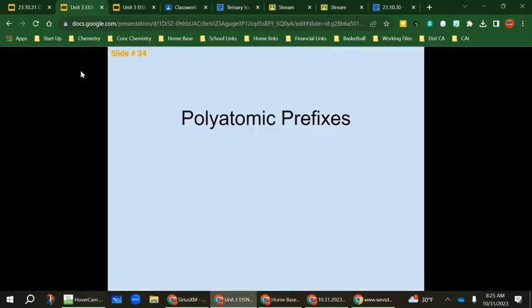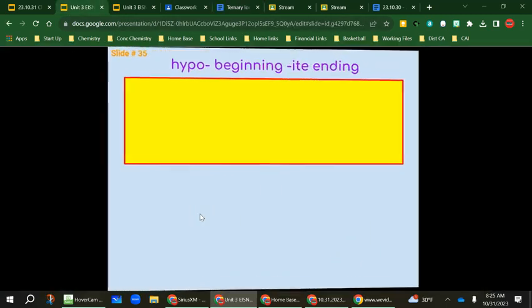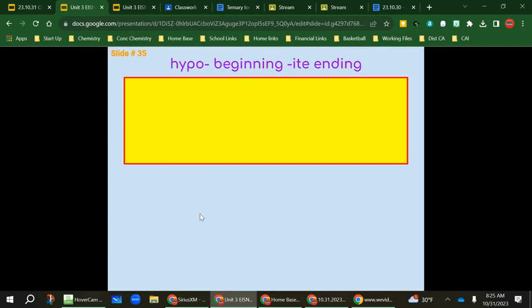Now, more than that can happen, ladies and gentlemen. We could put a hypo in front of an ITE ending. Now, an ITE ending already means what?